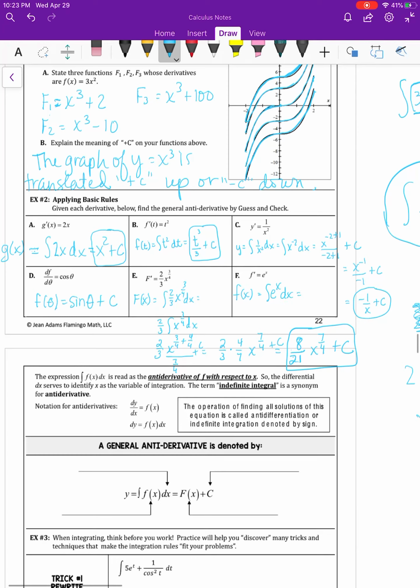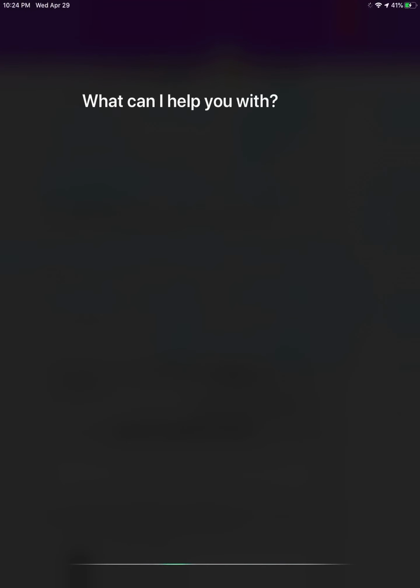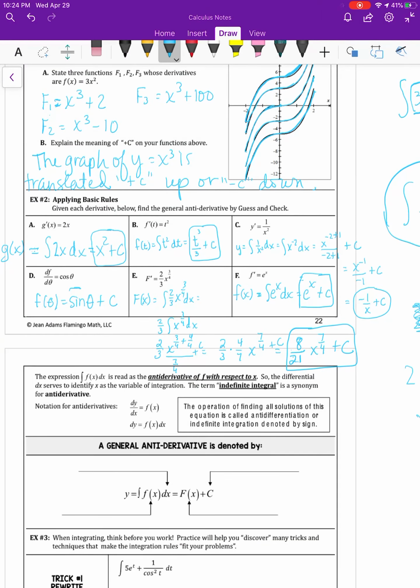All right, and the last one is f, okay? So if I wanted to find f of x, I would take the integral of e to the x dx. And I know that if I take the derivative of e to the x, I get e to the x. So this one's just going to be e to the x plus c. That one was our answer for D.